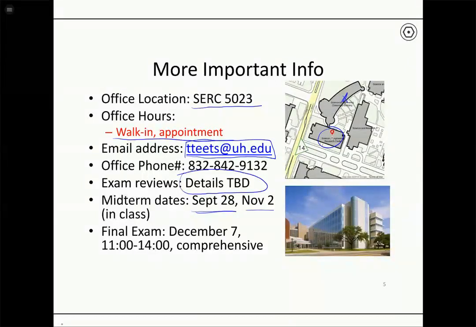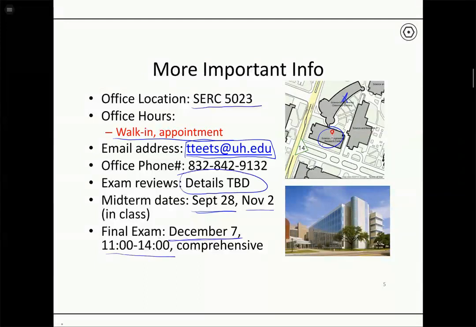And then the final exam is going to be December 7th. That's at least how the university has it scheduled now. They always warn us that they could change the schedule, but they haven't so far. But December 7th, which I forget what day of the week that is, is one of the earlier final exam dates, and it's going to be at 11 a.m.